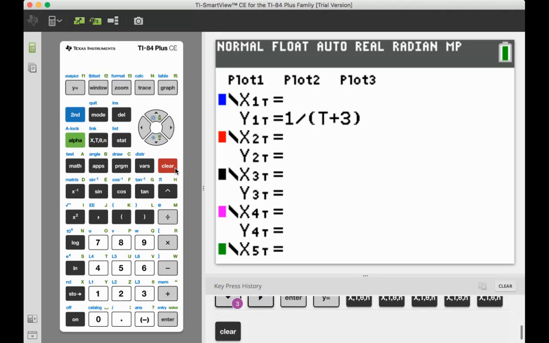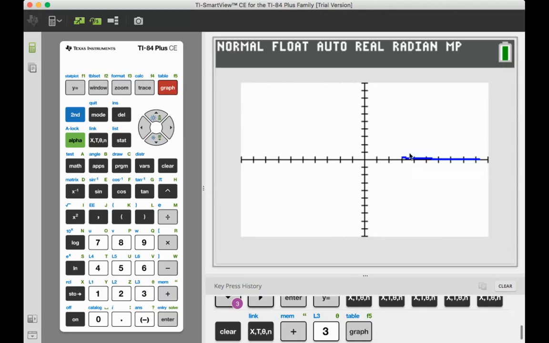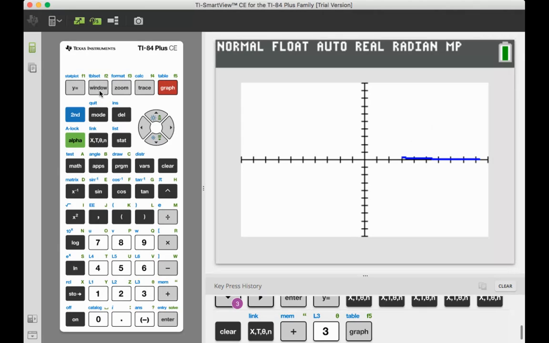Now, one of the sets of parametric equations that we worked with in a previous video was x equals t plus 3 and y equals 1 divided by the quantity t plus 3. So let's look at graphing that. When we graph that, it's not going to show up exactly like we had graphed it on our paper. And one thing we want to think about is changing our window.